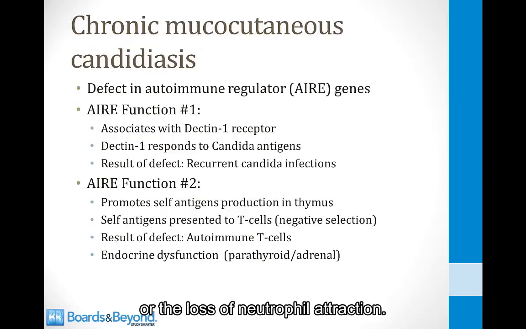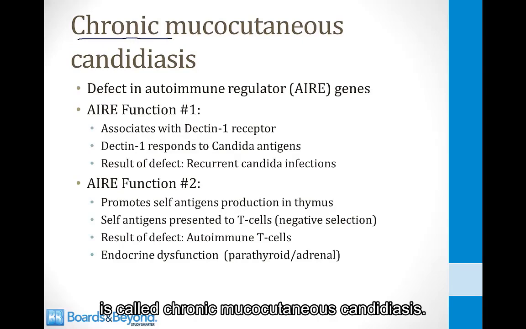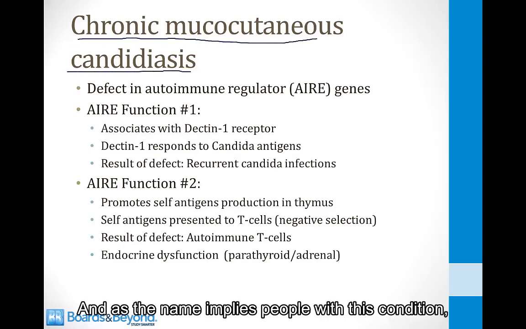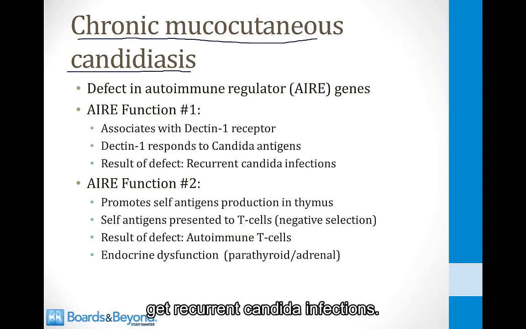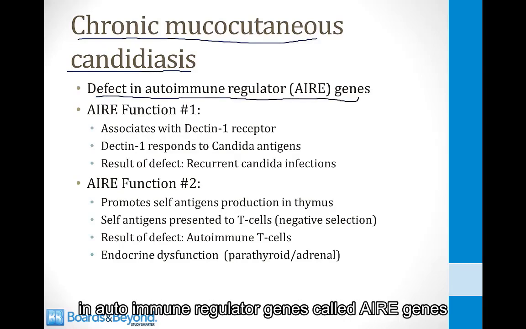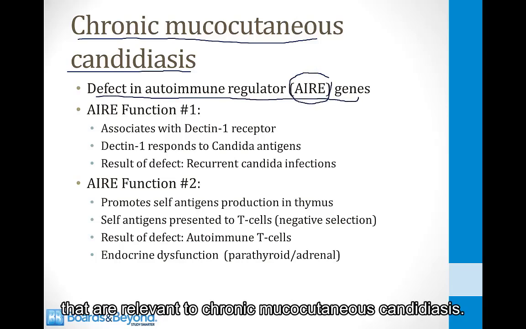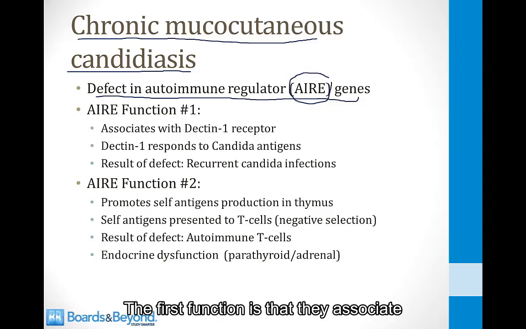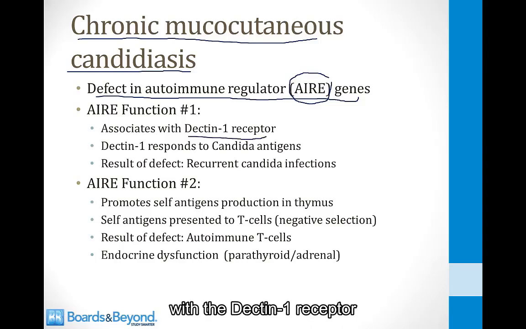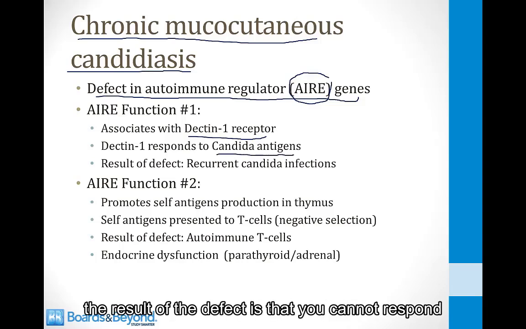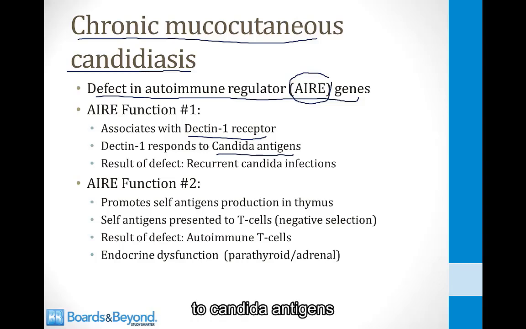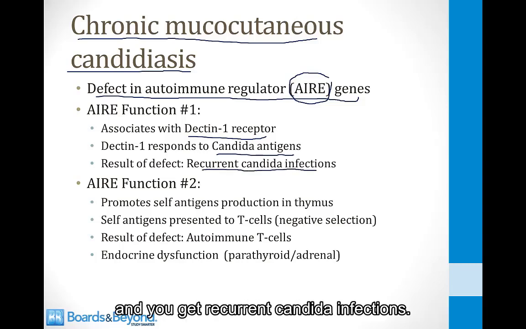Our next immunodeficiency syndrome is called chronic mucocutaneous candidiasis, and as the name implies, people with this condition get recurrent candida infections. This condition results from defects in autoimmune regulator genes called AIRE genes, and AIRE genes have 2 important functions that are relevant to chronic mucocutaneous candidiasis. The first function is that they associate with the dectin-1 receptor, and the dectin-1 receptor is the receptor that responds to candida antigens. So when you have defective AIRE genes, the result of the defect is that you cannot respond to candida antigens and you get recurrent candida infections.